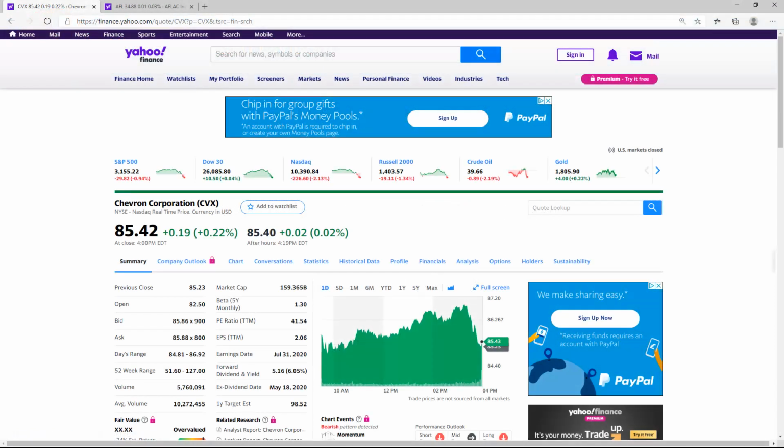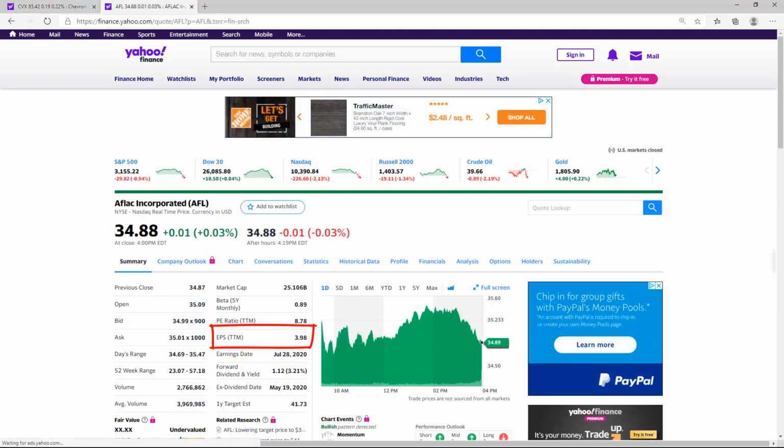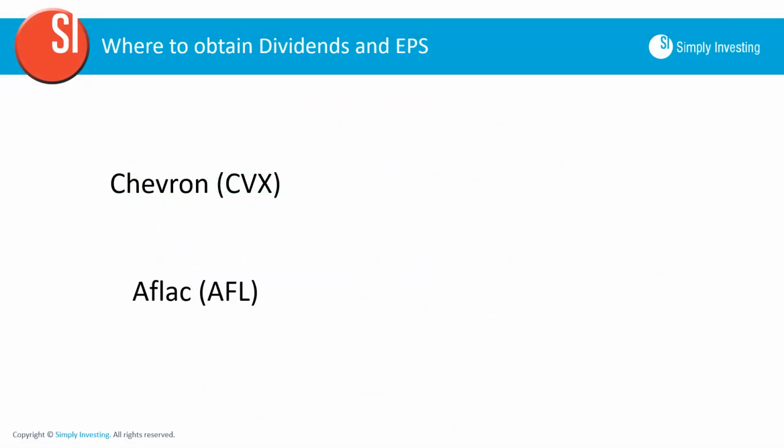Here on Yahoo Finance, you can see that the earnings per share for Chevron is $2.06, and the dividend is $5.16. For Aflac, we can see that the earnings per share is $3.98, and the dividend is $1.12. Now that we have the dividend information and the earnings per share for both companies, let's go ahead and calculate the payout ratio for each of them.